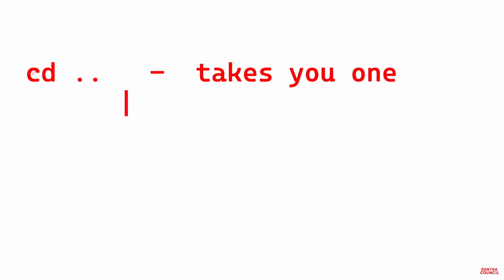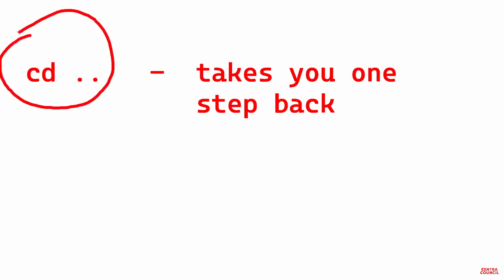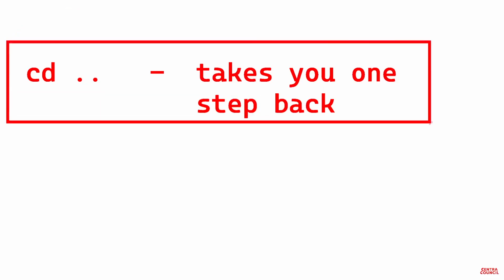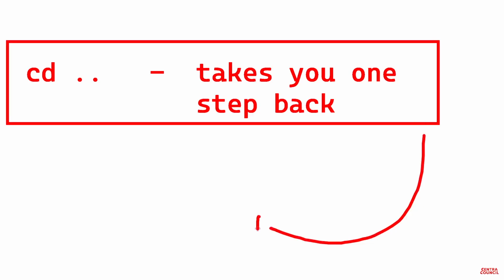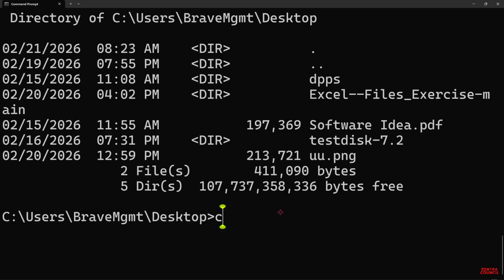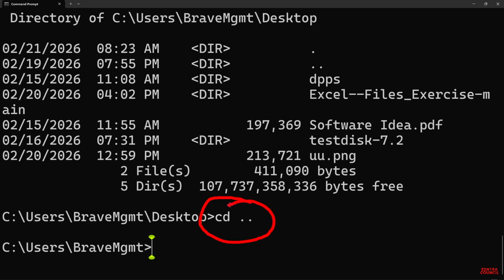It takes you one step back, right? I'm just simplifying it. So when you type cd space dot dot, it takes you one step back from the folder you're in. So let's try it. Type cd space then 2 dots like this, then press enter. Now we can see what just happened. It's now inside C:\Users\Brave Management. So we were trying to go out of this Desktop, and again we just needed to type cd dot dot.